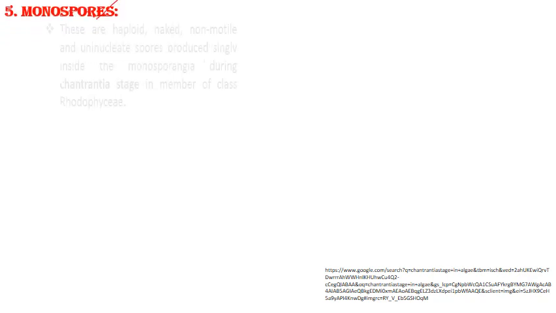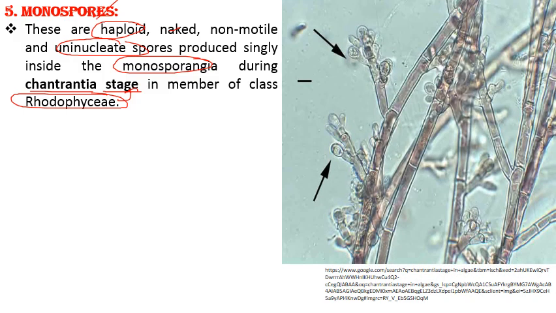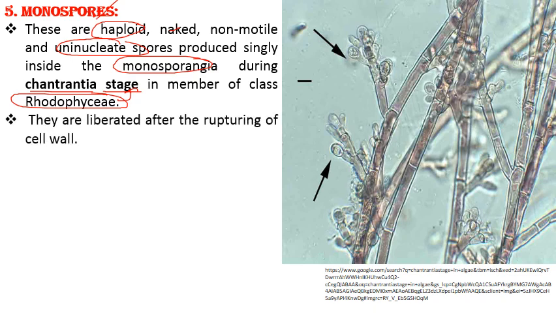Next comes monospore, as the name indicates. The spore which is haploid, non-motile, uninucleate, and which is produced singly inside the monosporangia during the Chantransia stage in members of class Rhodophyceae. So in red algae, when this Chantransia stage forms, at that time these monospores are formed. They are liberated after the rupturing of the cell wall.